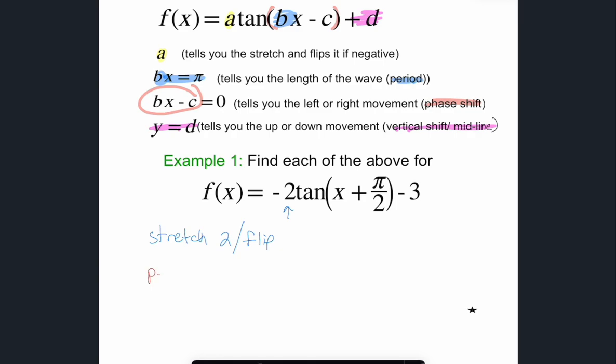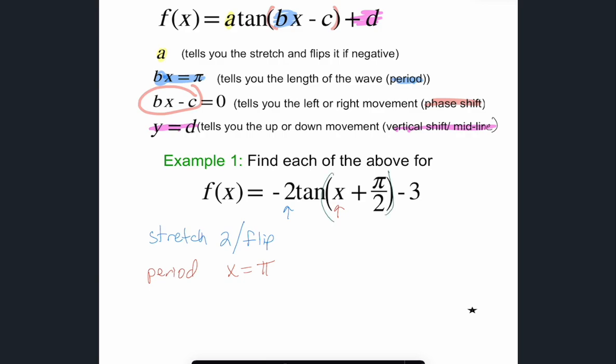For the period, we're going to set that term equal to pi. So remember, sine, cosine, secant, and cosecant, we set it equal to 2 pi. For tangent and cotangent, we're going to set it equal to pi. So the period of this is pi.